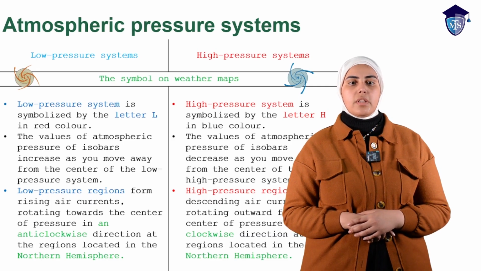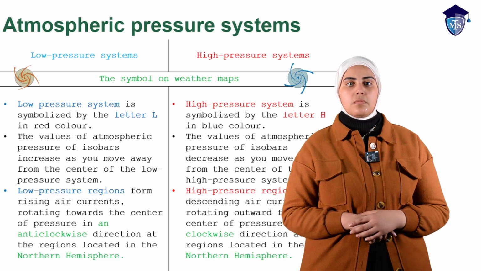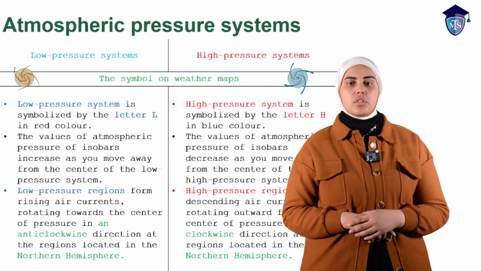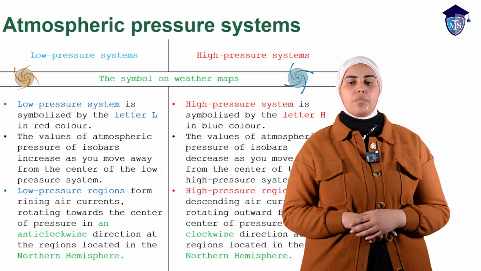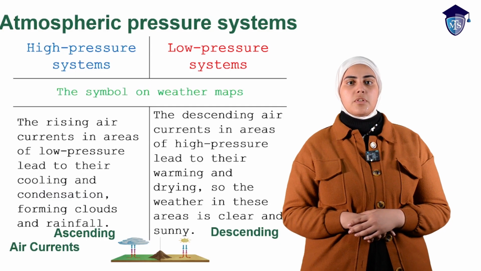in the regions located in the northern hemisphere, while the high pressure system is symbolized by the letter H in blue color. The value of the atmospheric pressure of the isobars decreases as you move away from the center of the high pressure system. In the high pressure regions, descending air currents rotate outward from the center of pressure in a clockwise direction in the northern hemisphere. This is the high pressure system.